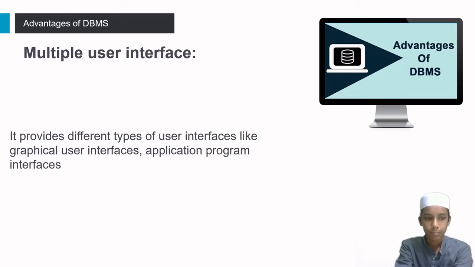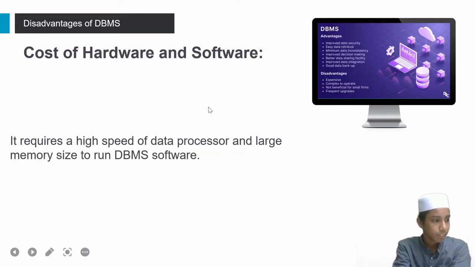Now let's talk about the disadvantages of DBMS. The first disadvantage is cost of hardware and software. It requires a high-speed data processor and a large memory size to run the DBMS software. If you want to run the DBMS software, it requires a high-speed data processor and a large memory size.